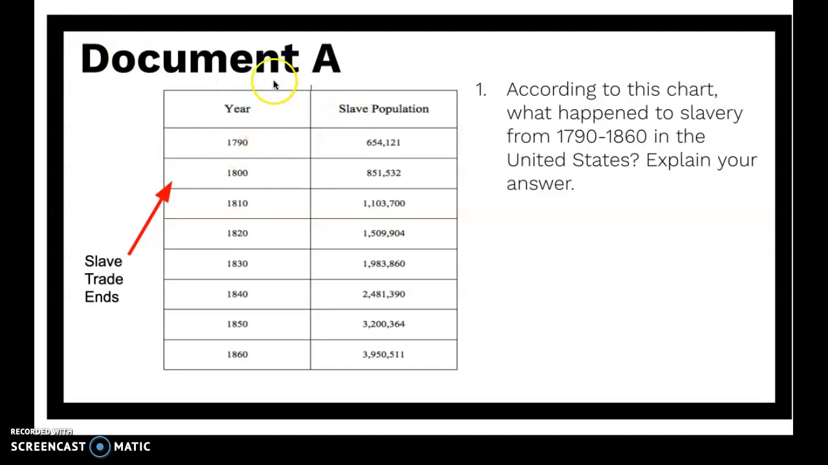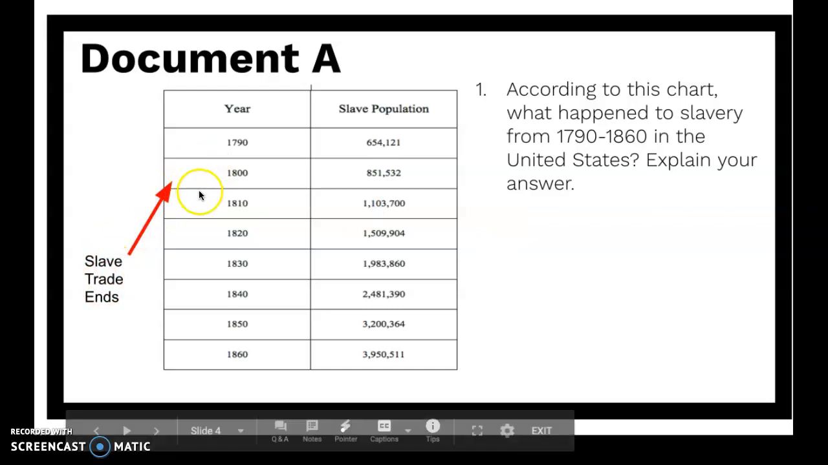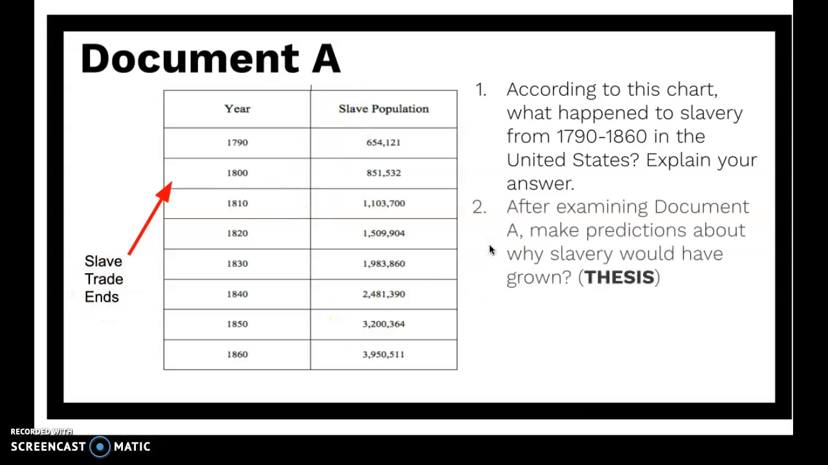So what you should be seeing is that as the years are increasing and we get into the 1800s, our slave population is also increasing, and it starts increasing very rapidly by each decade. Okay, an important date for us to note is that in 1807, the slave trade is made illegal, yet the slave population continues to rise.